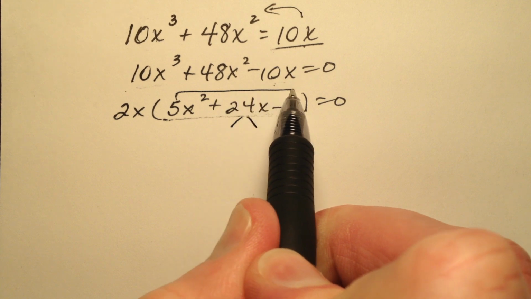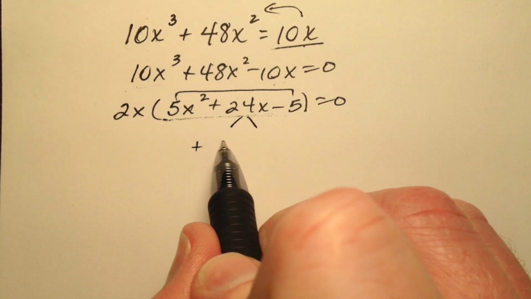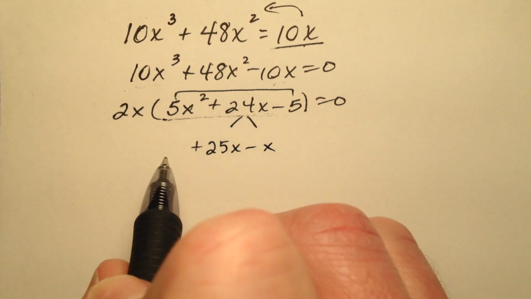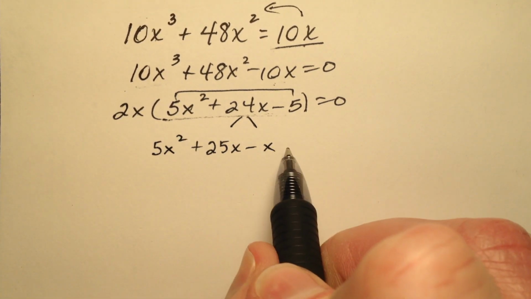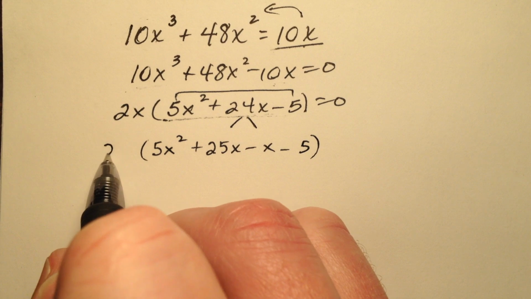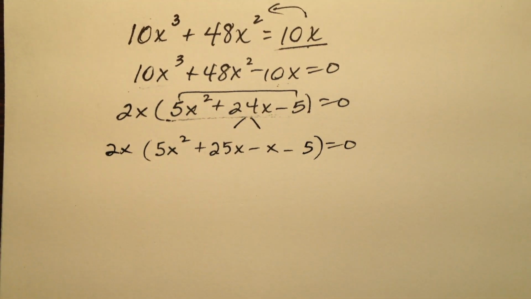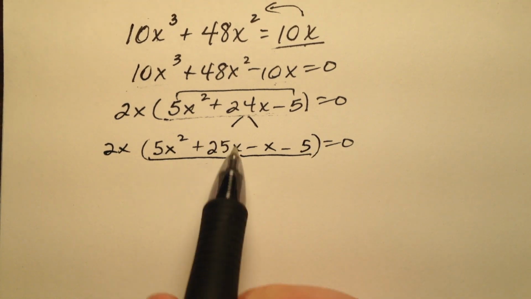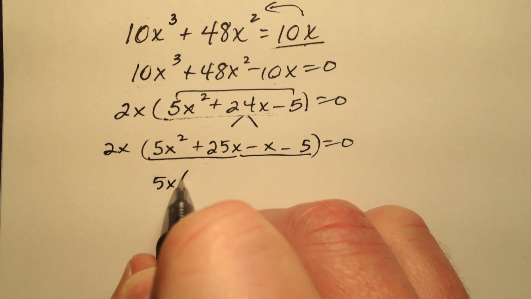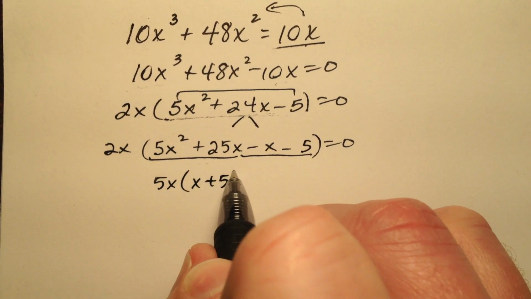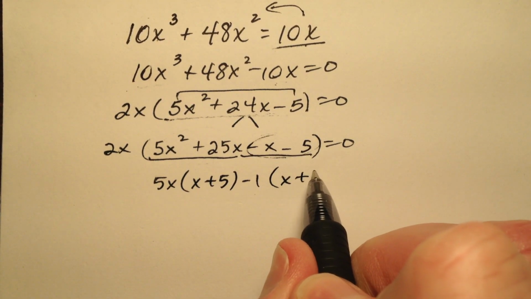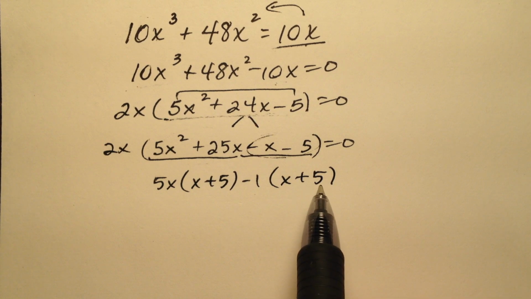So I'm going to use the AC method to factor this, and this will go down to 25x and a minus x, and that equals 0. So let's go ahead and factor by grouping. I can pull a 5x out of here, and I'm left with x plus 5, it looks like. And I can pull a negative 1 out of here, and again I'm left with x plus 5.